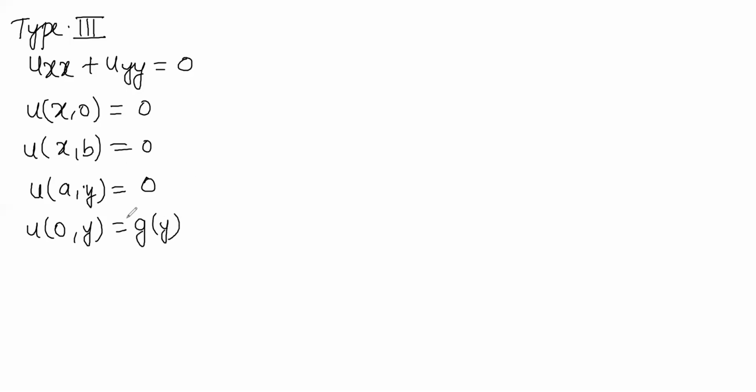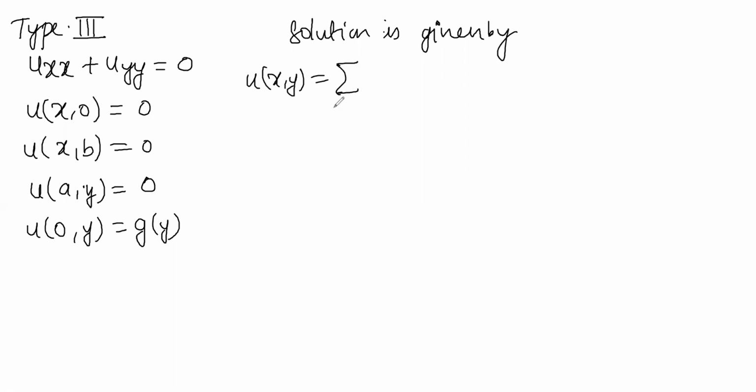Now the solution for this type will be given by u(x, y). Let me write down from the very extreme end, because otherwise it will have a problem. So u(x, y) will be equal to summation n equal to 1 to infinity, now d_n into sine.